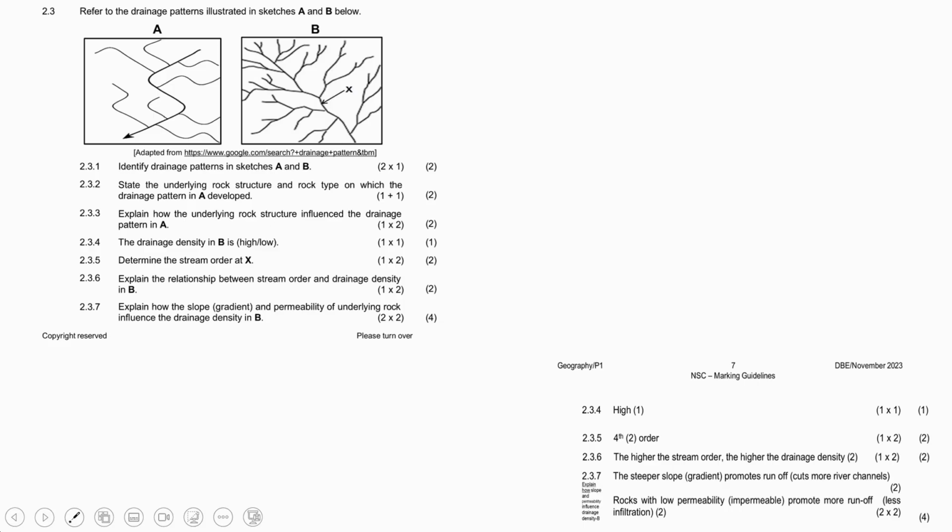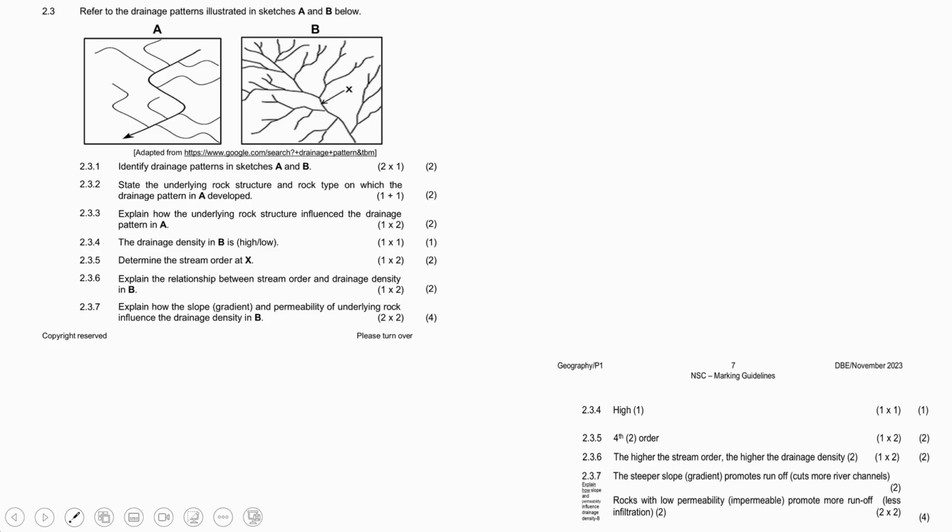Let's take the next one. Determine the stream order at X. There is X. Now with the practice that we have done already, you'll be able to put 1 and 1 together, first order streams, and then you get a 2, which is the next order. Where you get unequal order, you retain the higher order. So the expected answer there is 4th order, and that is 2 marks. Easy 2 marks, learners. Now, let's look at the next question.